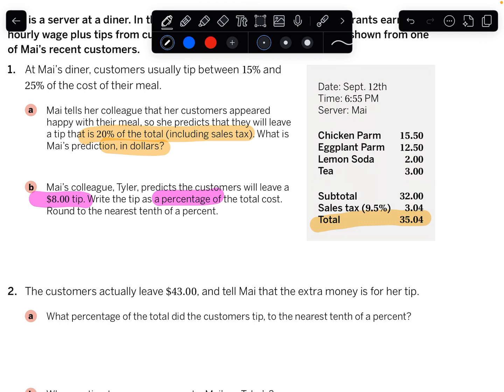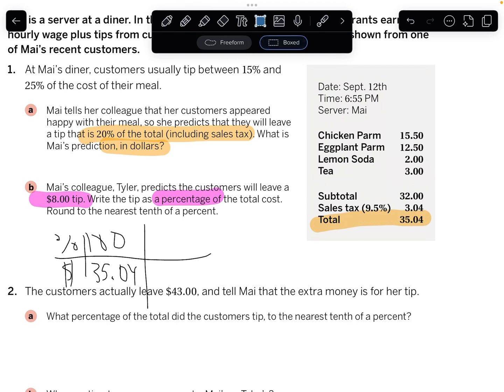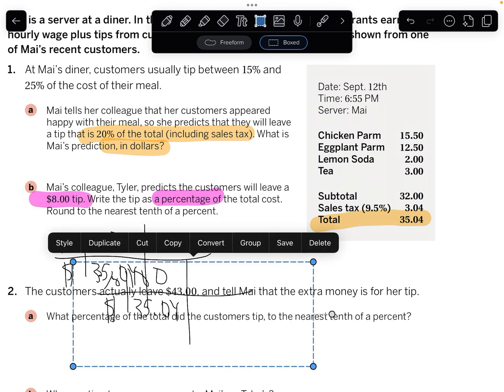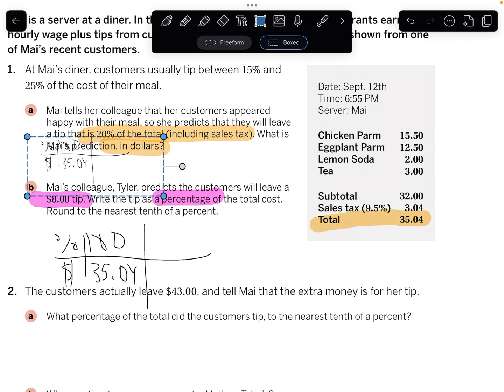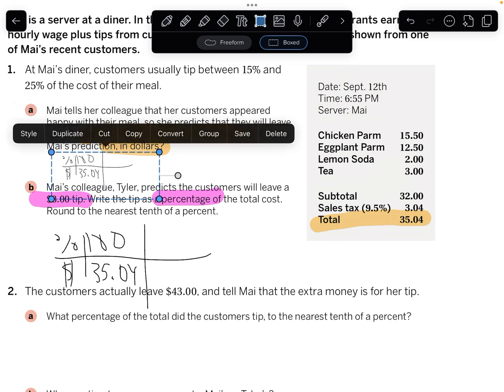So the table, I'm going to write it here because I have more space. The table that we're going to get is going to say, okay, I know percents and I know money. And I know 100% of this meal with the tax and everything is $35.04. So for Tyler, let me make a copy of this quick. Shrink that down. Don't worry, I'll zoom in on it.